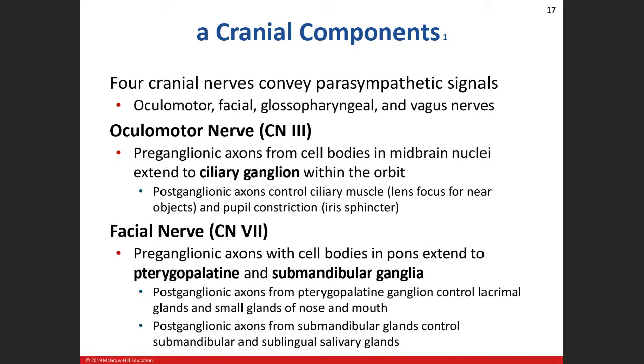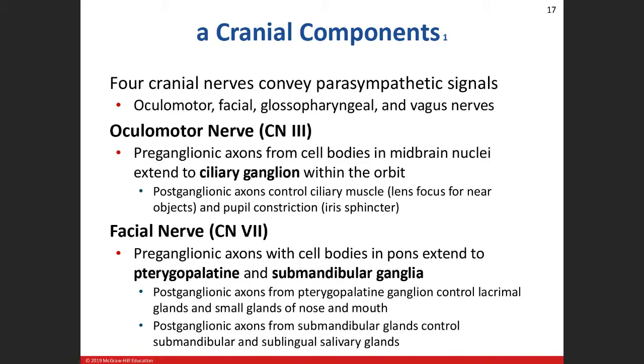So let's review in a little bit more detail the four cranial nerves: oculomotor, cranial nerve 3; facial, cranial nerve 7; glossopharyngeal, cranial nerve 9; and vagus, cranial nerve 10. I'm going to talk about where the preganglionic neurons or axons originate, and then where we're going to find the ganglia, the name of the ganglia, and then what the postganglionic neurons actually control.